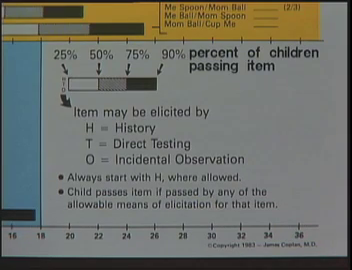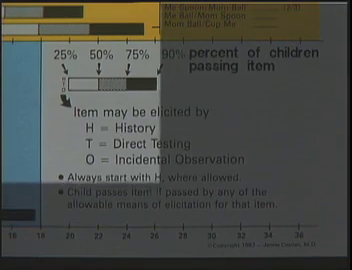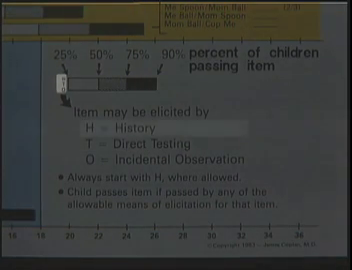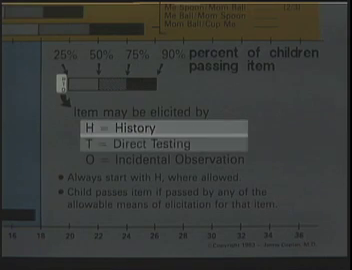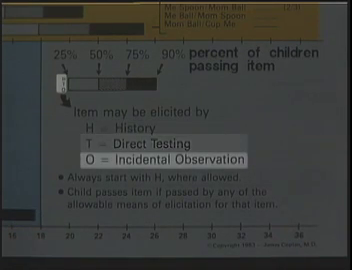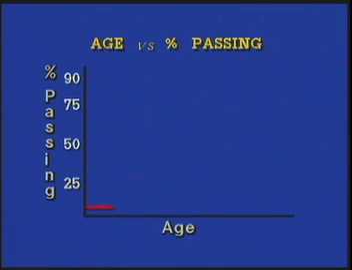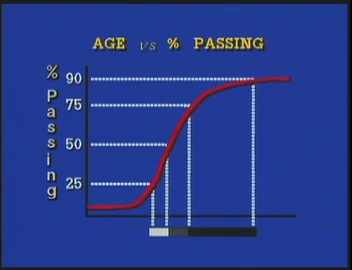Finally, note that each item is preceded by one or more of the letters H, T, and O. These refer to the allowable means of elicitation for that item. H stands for parental history, T stands for testing, and O stands for incidental observation of the behavior in question. Since the ages of emergence, as reflected in the bar graphs, are dependent upon the means by which these items were documented at the time of initial standardization, it is essential that the examiner adhere only to the allowable means of elicitation for each item when giving the ELM scale.